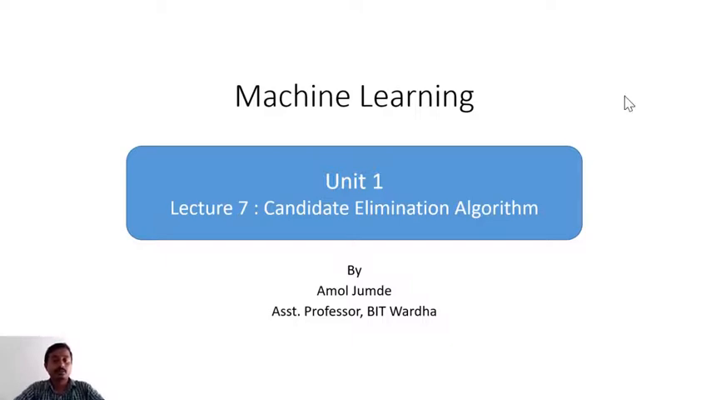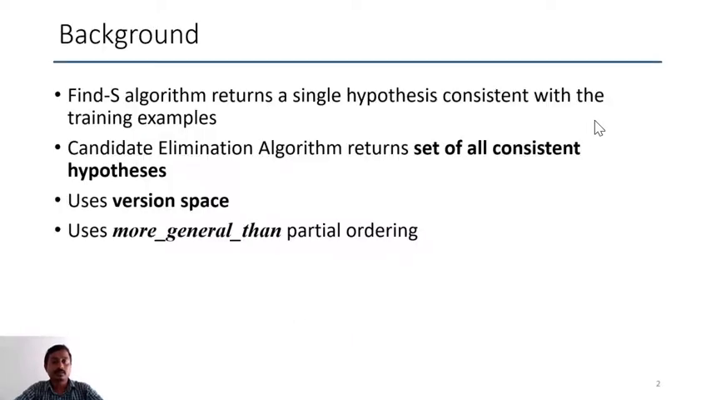In today's class, we are going to discuss the candidate elimination algorithm. In the last class, we discussed the find-s algorithm, which has lots of limitations. This algorithm addresses several limitations of the find-s algorithm. We know that the find-s algorithm returns a single hypothesis consistent with the training examples, and that too the most specific one, meaning the most strict hypothesis.